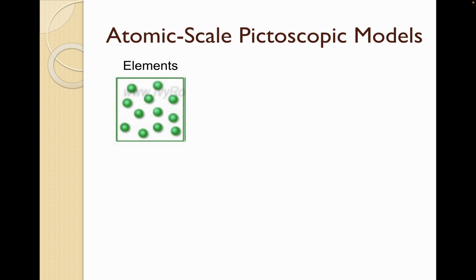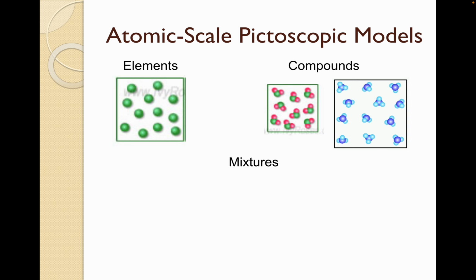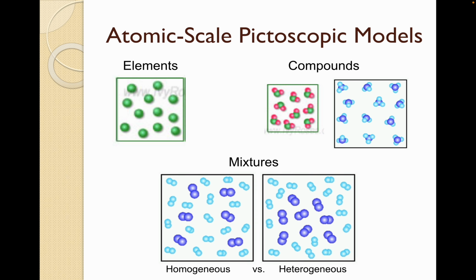Next, we have atomic scale and particulate models, okay? So, elements, compounds, and mixtures. That's just what we went over, if you were to give it that scientific name. So, again, elements and compounds are pure substances. Mixtures are not pure substances. And when you go down from mixtures, you've got homogeneous and heterogeneous. And this is a good picture to explain that difference here.